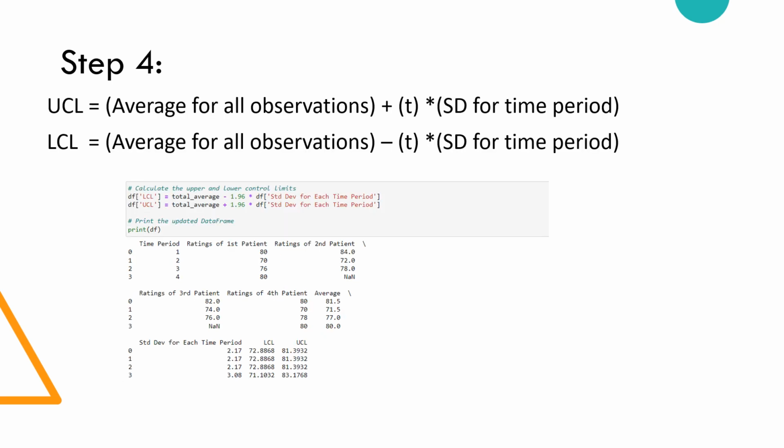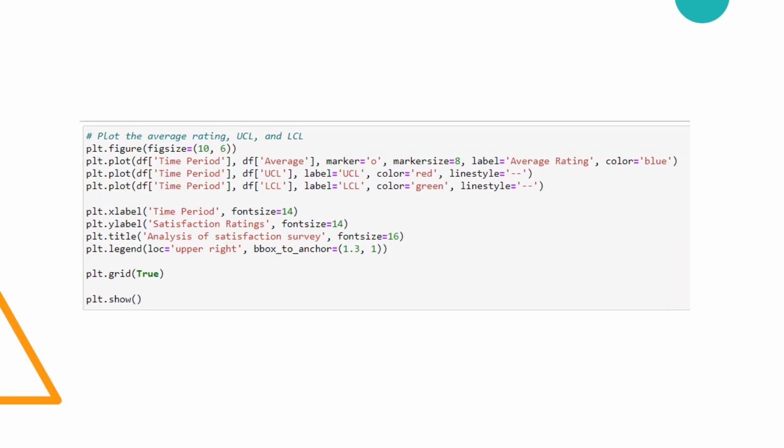We should now calculate the upper and lower control limits. So the upper control limit for the given time period is the average for all observations plus t times the standard deviation for the time period. T value depends on the number of observations and the confidence interval used. Here 1.96 sets the limit so that 95% of data falls within the two limits. The next step is to plot the chart.